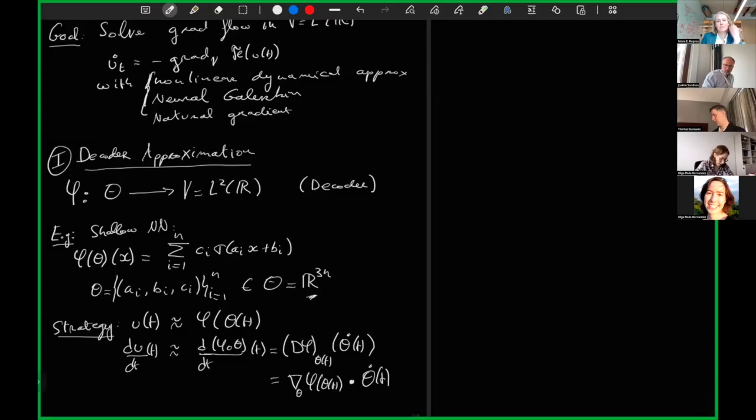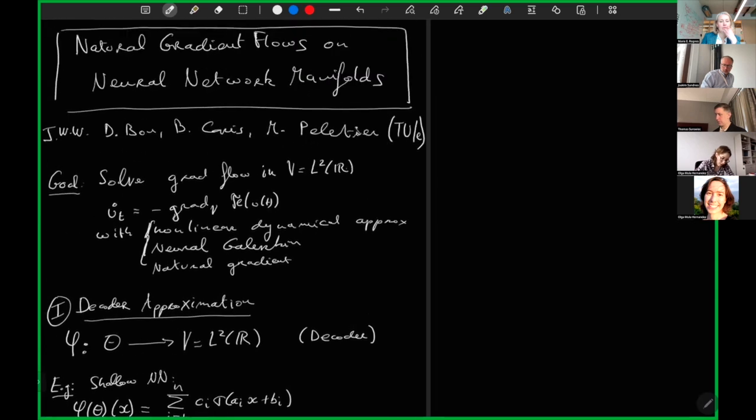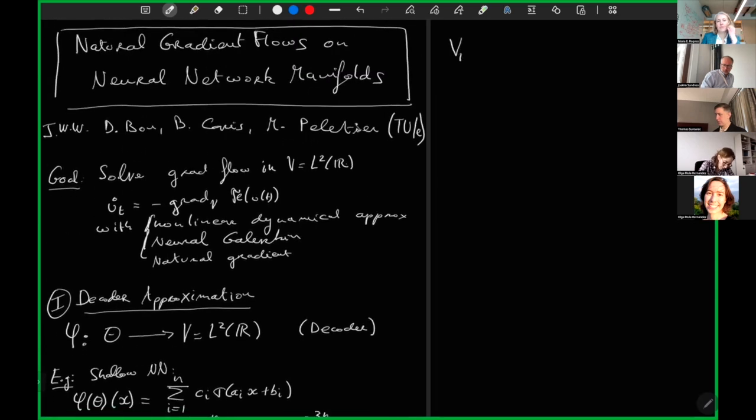Let's see in which kind of spaces these things are lying. So my phi here is going to be an element of a space that I'm going to call Vn, which is going to be a subset of my ambient space, and Vn is just the image of my parameter space under the mapping capital phi.